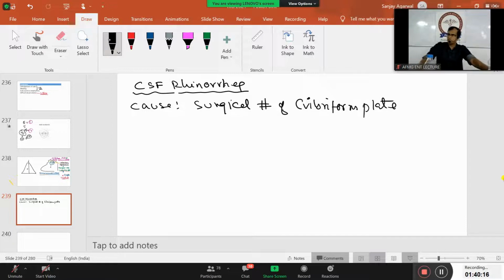Surgical fracture of the frontal bone. Most commonly cervical fracture. Most common, okay. Most common cause is cervical fracture of the frontal bone. It can be any fracture, but most commonly is cervical.